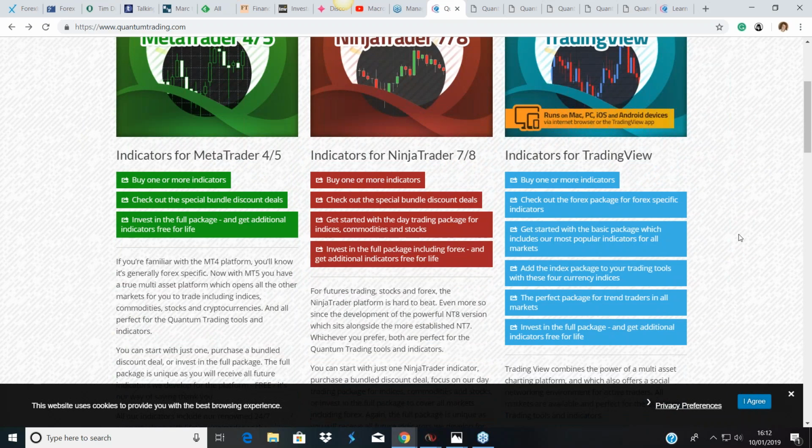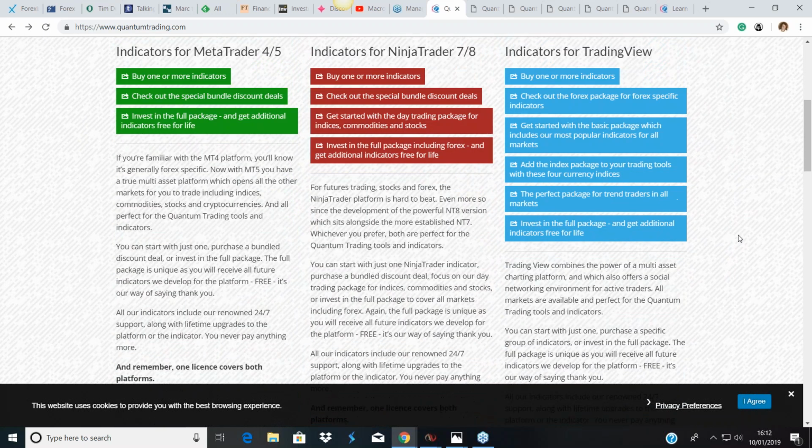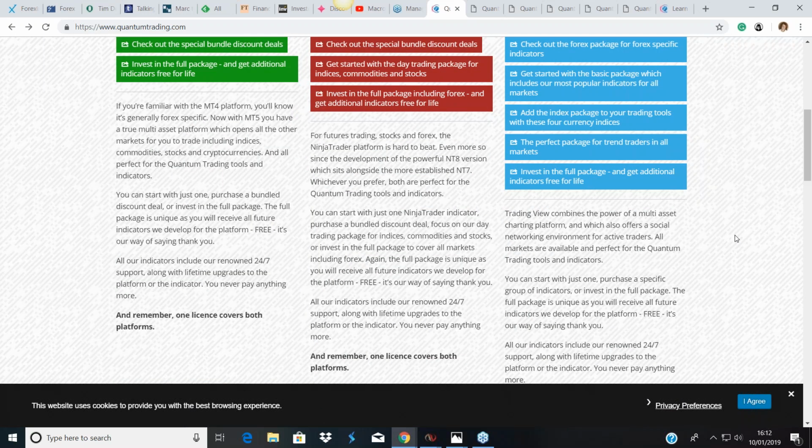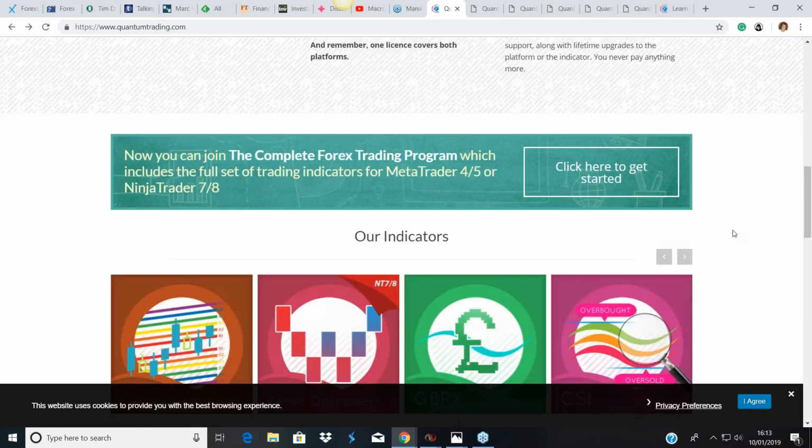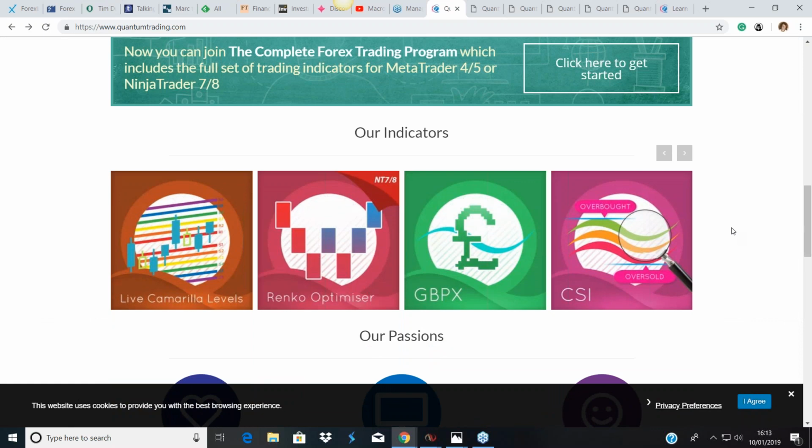But what we also have is all the explanation of whether you buy one, whether you buy a bundle, or whether you buy the full package. If you do buy the full package of the indicators, there are lots of advantages to that. But the prime one is that when we develop new indicators, they are added to your package for free. So whatever you pay, that's it, you'll get another indicator if we develop a new one.